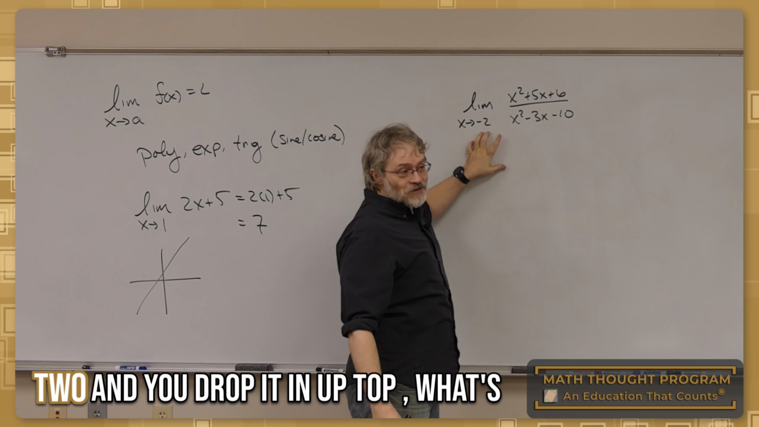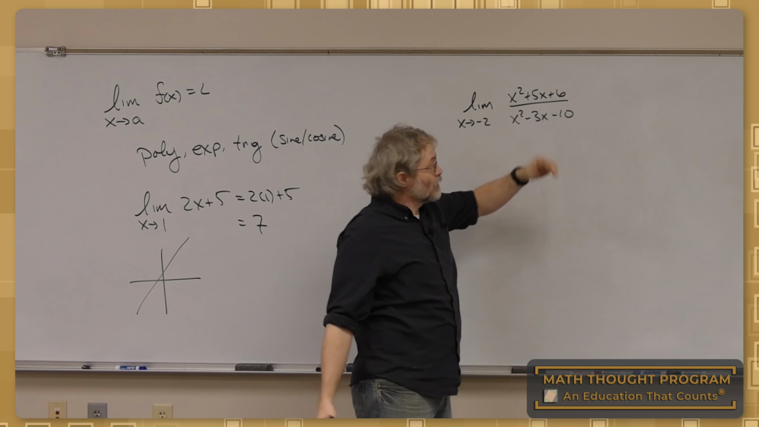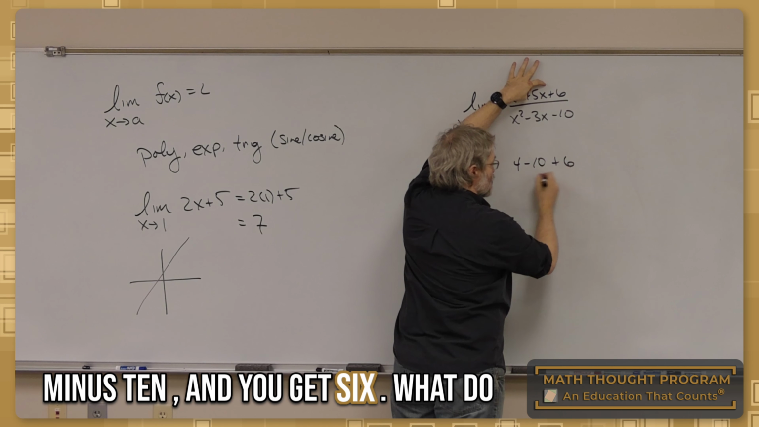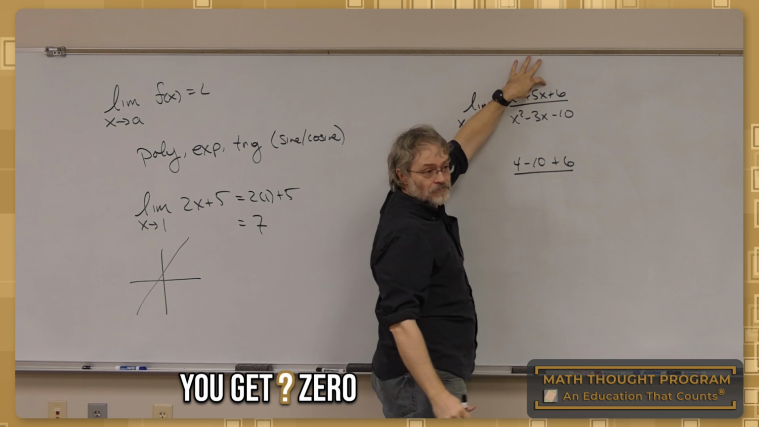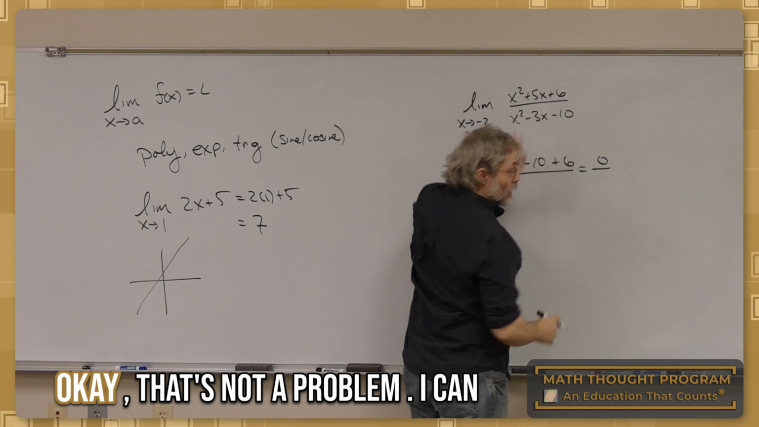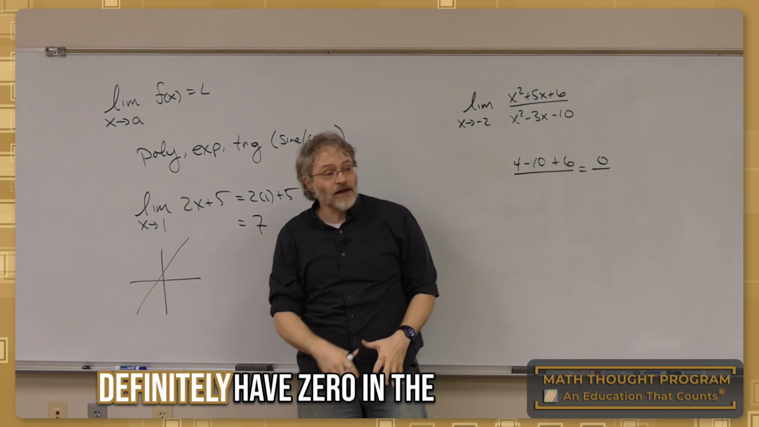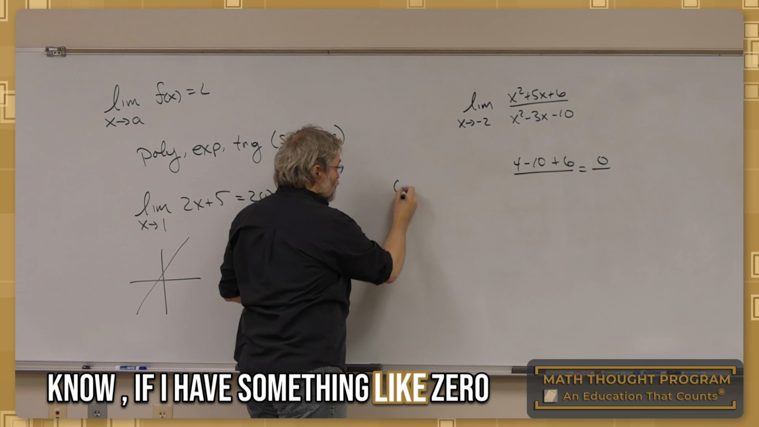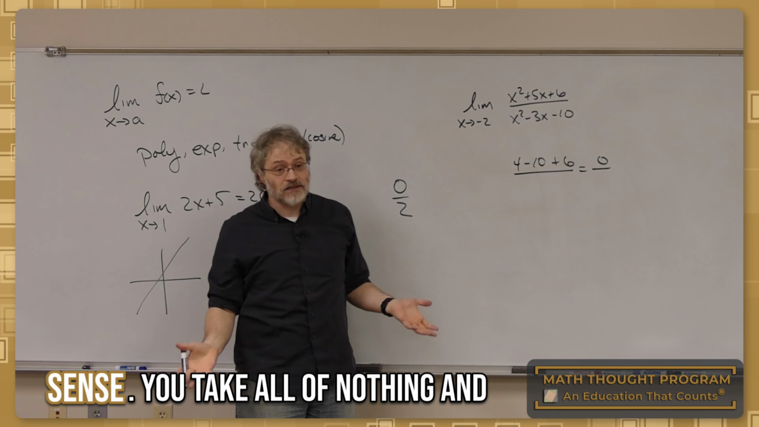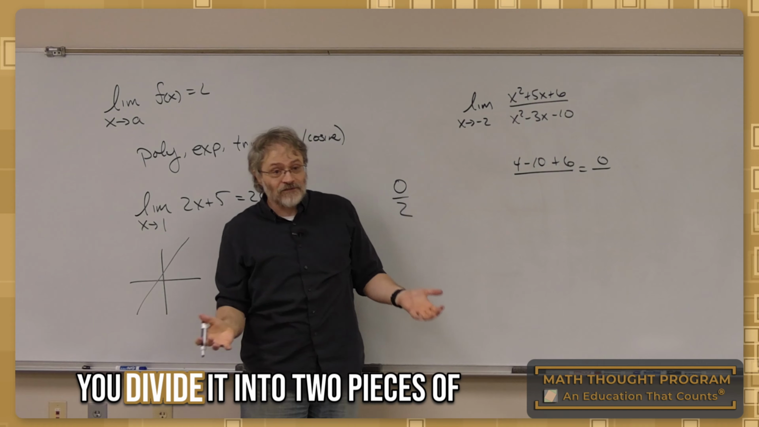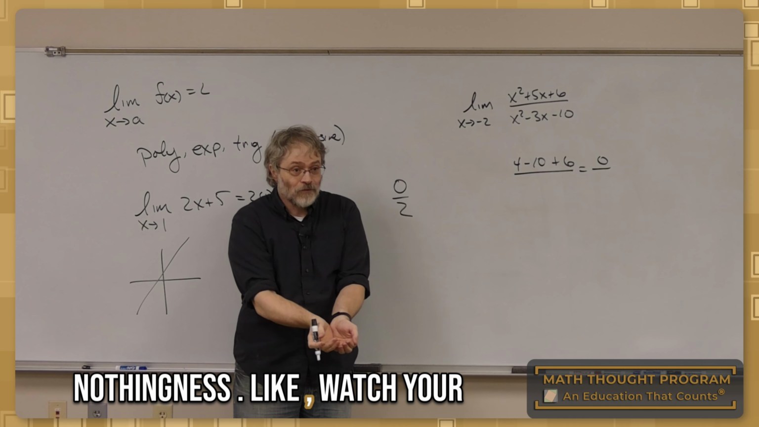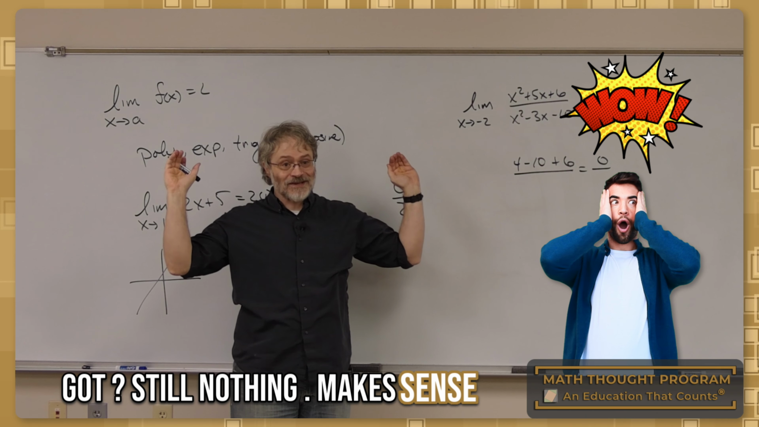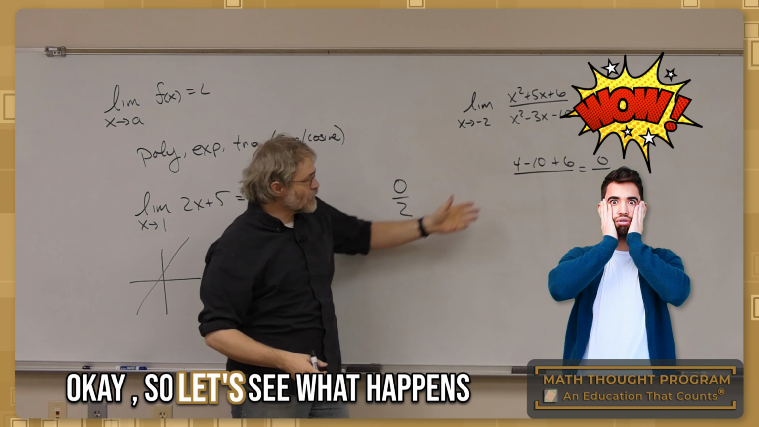Okay, so if you take -2 and you drop it in up top, what's going to occur? You get 4 minus 10, and you get 6. What do you get? 0. That's not a problem. I can definitely have 0 in the numerator, no issues at all. If I have something like 0/2, that makes complete sense. You take all of nothing and you divide it into 2 pieces of nothingness. Watch your hands. Take this. How much do I got? Still nothing. Makes sense.